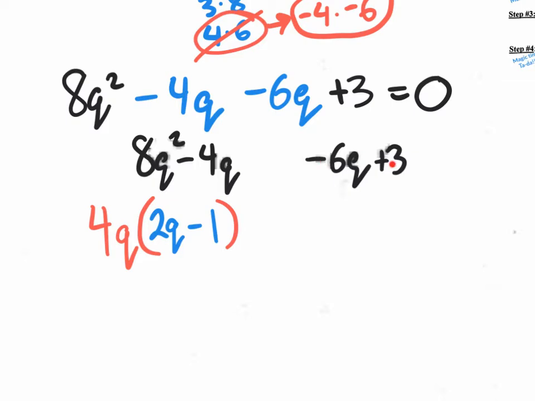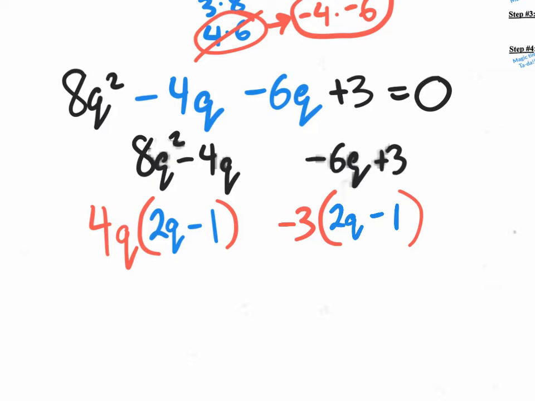Now, on the other group over here, what could I pull out? I could pull out a 3, but notice this, guys. If I pull out a 3, on the inside, 3 times what gets me a negative 6q? A negative 2q, right? And we don't want it to be a negative 2q, we want it to be a positive 2q. So what would be better than pulling out a 3? Pulling out a negative 3. So let's pull out a negative 3, and on the inside you will have the same 2q minus 1.